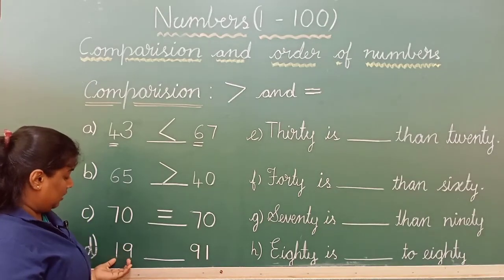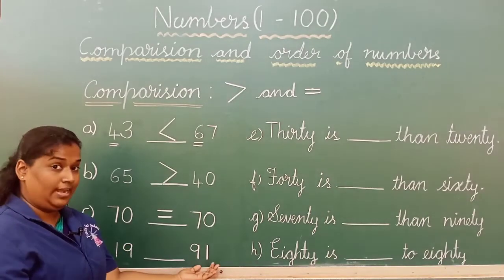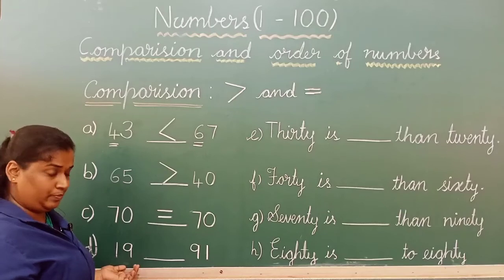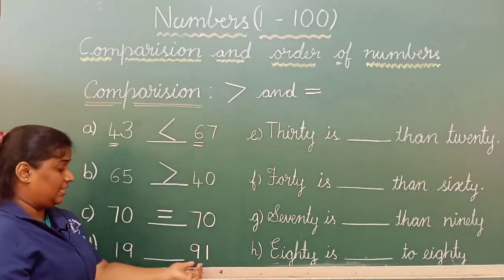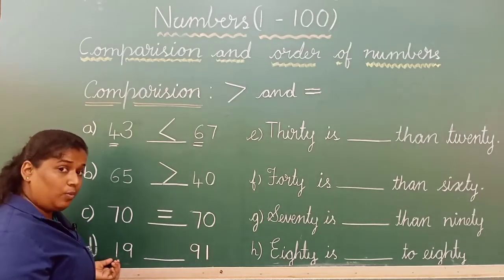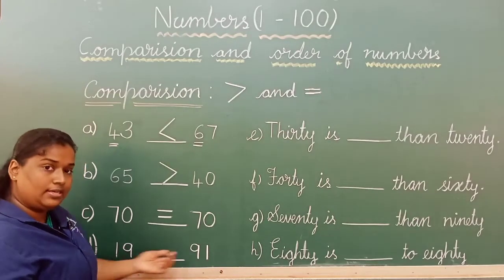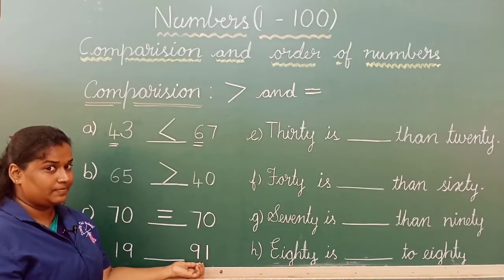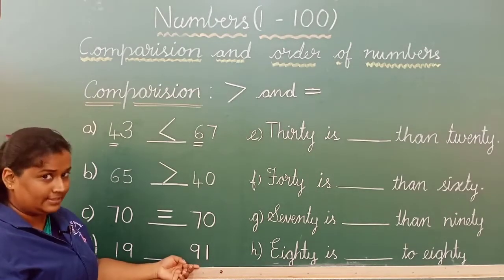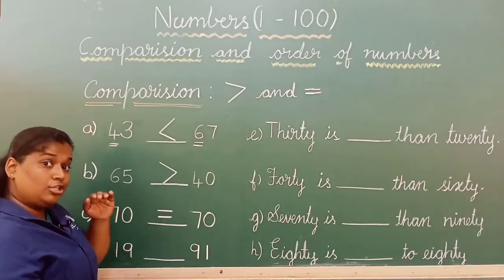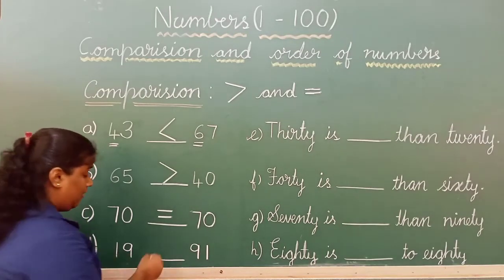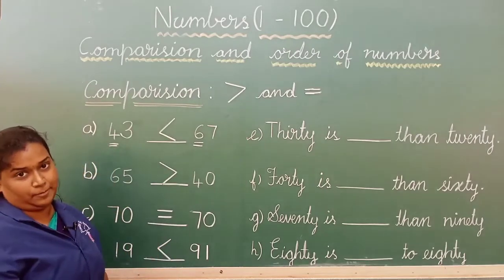Now, here we have 19 and 91. Among these two, here we have 1 ten, whereas in 91 we have 9 tens. Is 1 ten greater or smaller than 9 tens? Yes, 1 ten is smaller than 9 tens. So 19 is smaller than 91. So 19 gets the close side of the symbol.